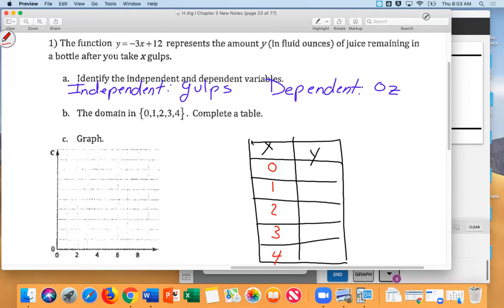Oh, that's hot. Here's what we do. We are going to take this number 0, and we're going to plug it into our equation, which is -3x plus 12. So I'm going to do -3 times 0 plus 12. And that's going to give me 12.